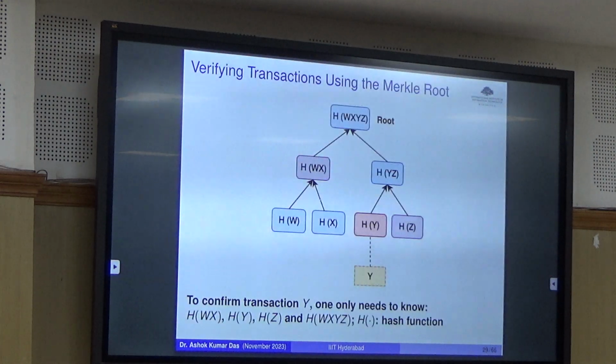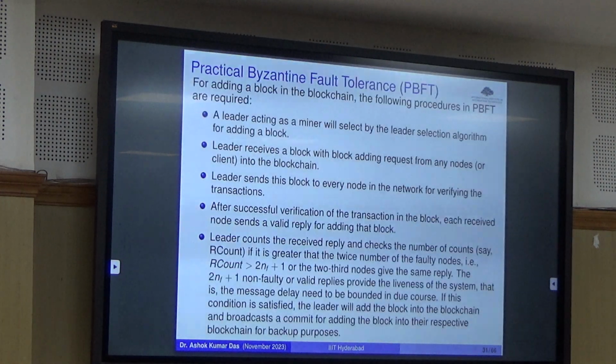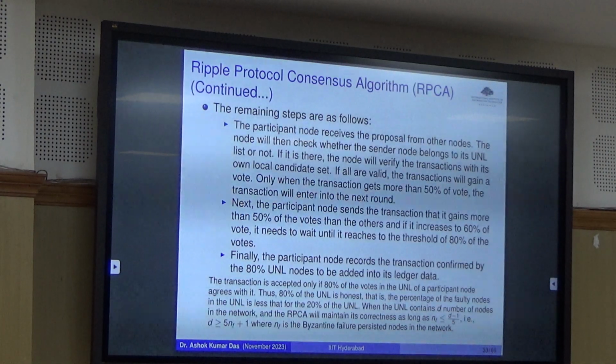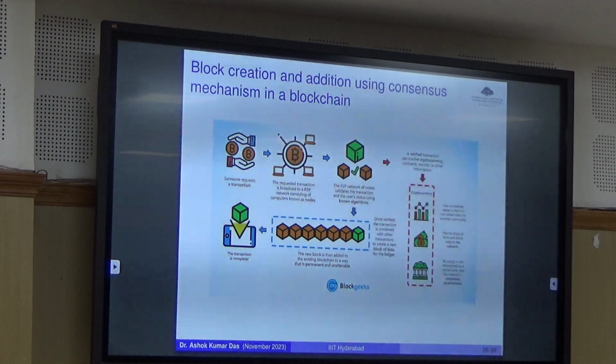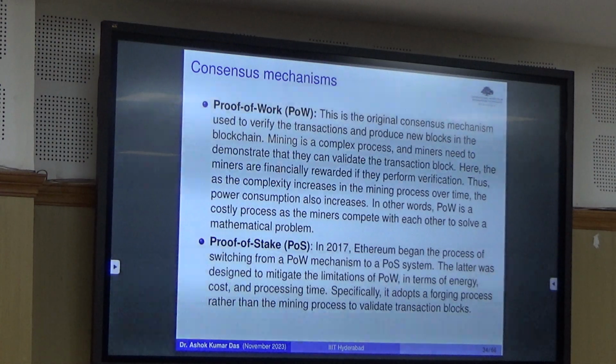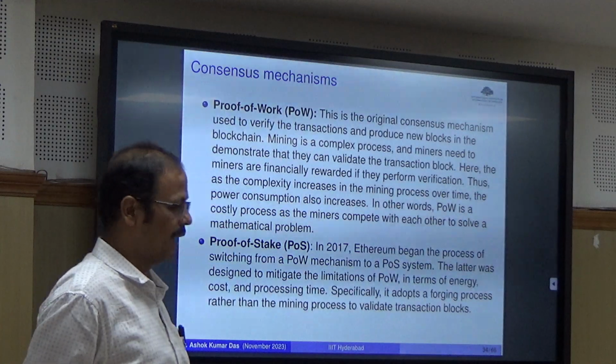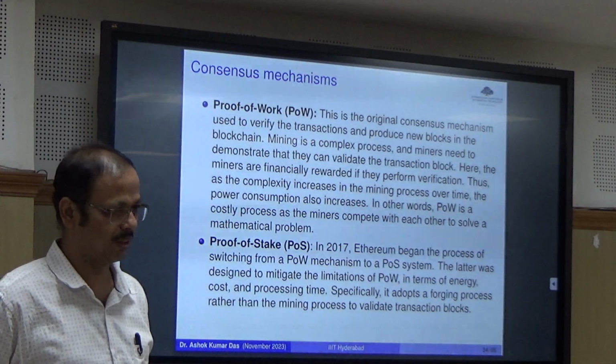Apart from that, we had something known as proof of work or proof of stake. Proof of work was the initial consensus algorithm proposed in blockchain, and it is not energy efficient, because proof of work requires a very complex mathematical puzzle to be solved during the voting process, and that requires a lot of energy consumption. Right?